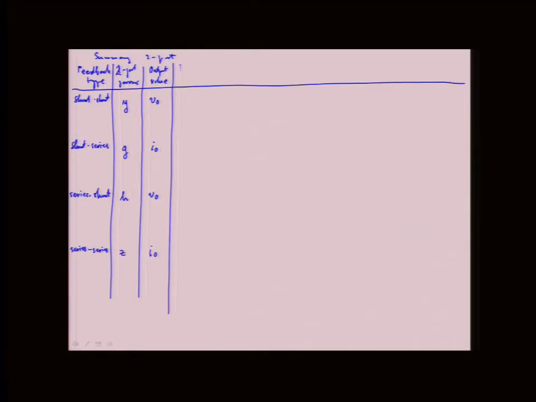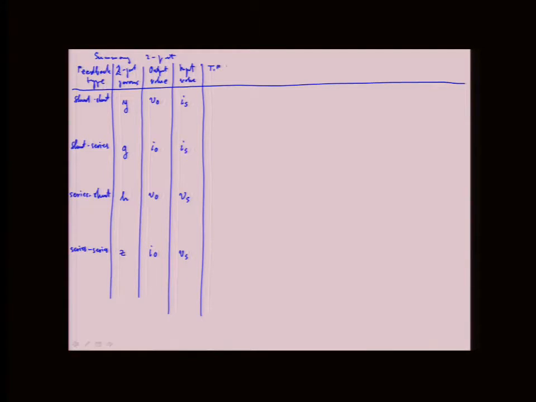Okay. And then we have input values. If the input type feedback is shunt, what is the input value that feeds into the circuit? Current. And then again, the next one is also current. And then in series, we're adding voltage, right? And then here as well.